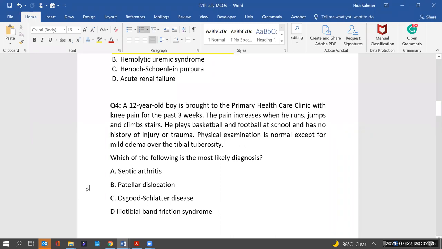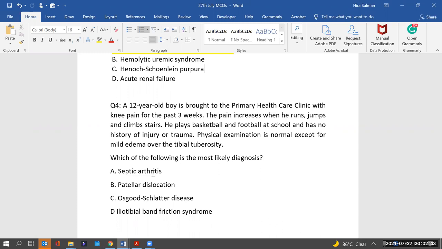So what about septic arthritis? Of course, you will not go for septic arthritis. In septic arthritis there should be some infection, inflammation. It's okay, tissue swelling is there, but it should be associated with fever. The joint, you will see by yourself, is a red, hot, tender joint. It's not like that, right?